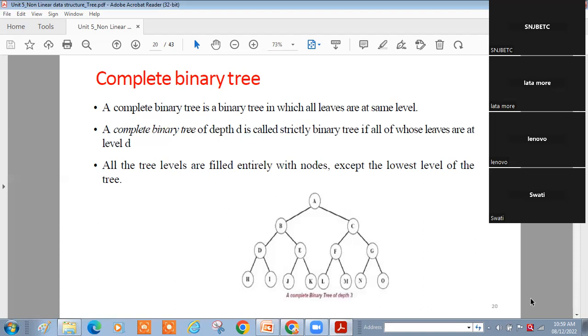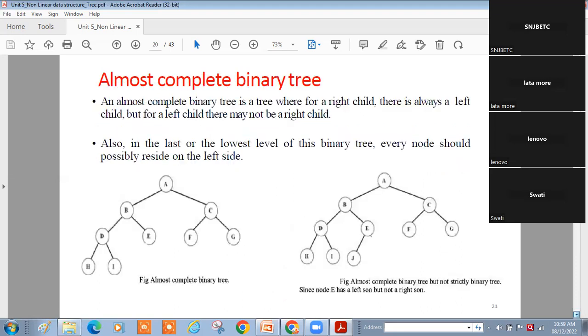Students, note down these things. You have to remember all this. So in a complete binary tree, all the levels are completely filled. Now next is almost complete.